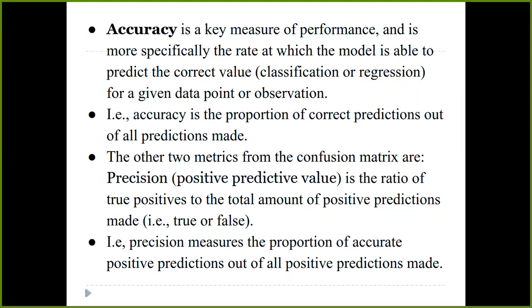Here, let us see which measures we can use. Accuracy is the key measure of performance, specifically the rate at which the model is able to predict the correct value, be it classification or regression. Accuracy means how accurately my model works, that I want to calculate. Just like if it is a cat, it should categorize it as a cat. If it is not a cat, then I categorize it as not cat. Then that will be the correct prediction.